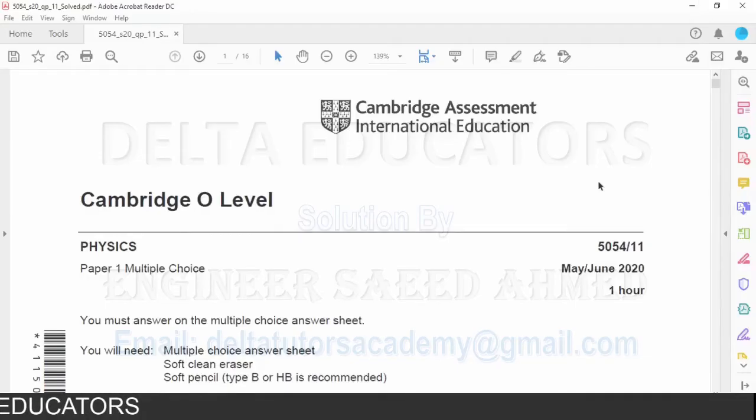It is O-Level Physics 5054, Paper 1, Variant 1, May-June 2020. And today we are going to solve question 1 to question number 20.